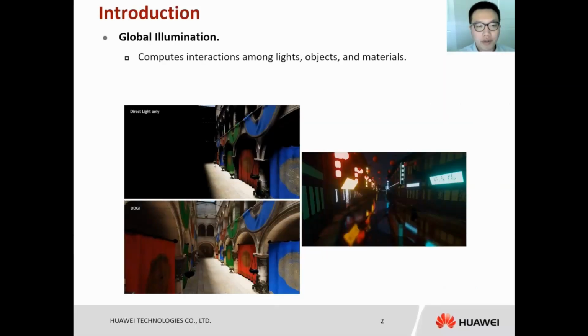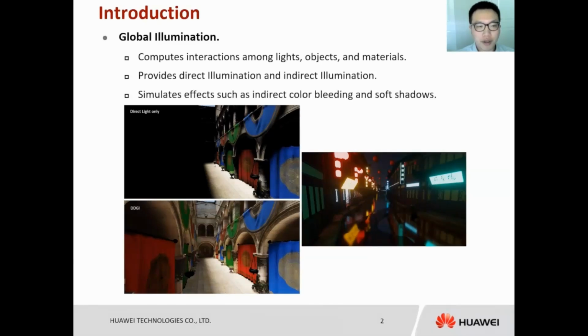Global illumination computes interaction among lights, objects, and materials, provides direct and indirect illumination, and simulates effects such as indirect color bleeding and soft shadows, as shown in these images.